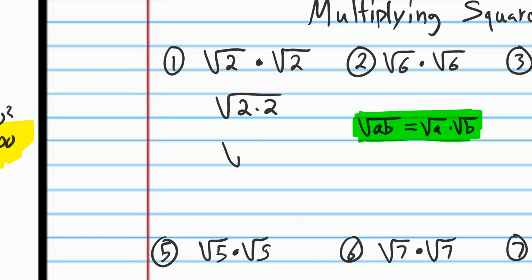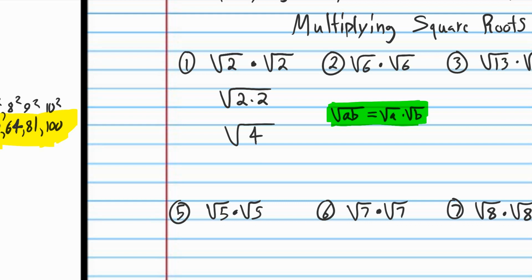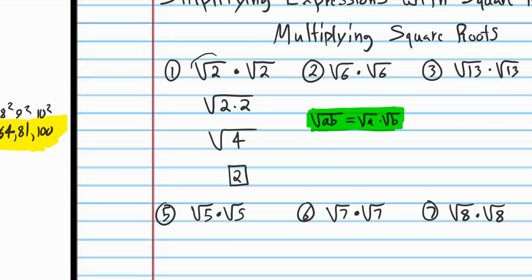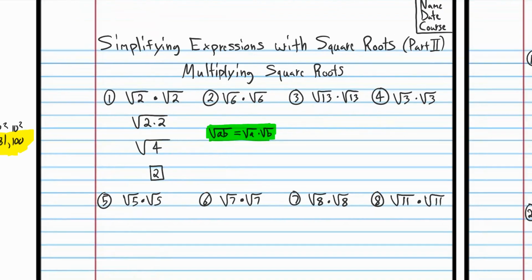So now we can go ahead and simplify. 2 times 2 is 4. But we know what the square root of 4 is. That just asks what number times itself is equal to 4? Well, the answer obviously is 2. So as you can see, when you multiply the square root of a number times itself, you get the number under the square root. So let's try number 2.